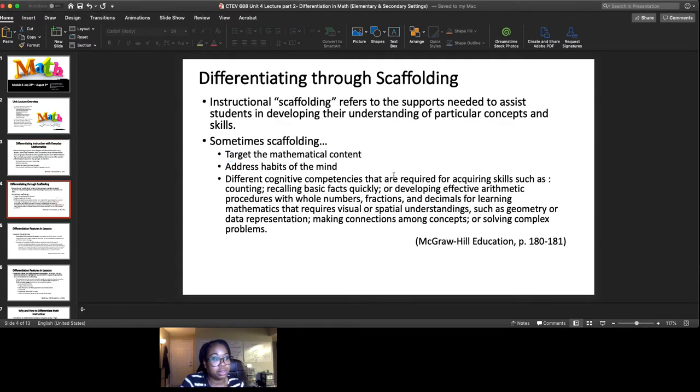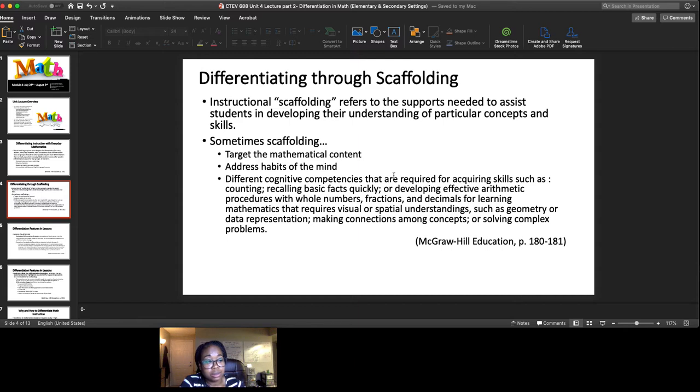Differentiating through scaffolding was discussed within this text, and I thought it was really critical to remember that scaffolding refers to supporting students' needs to assist them in developing their understanding of particular concepts and skills. But there's different ways of scaffolding that they address, which I thought was really useful.